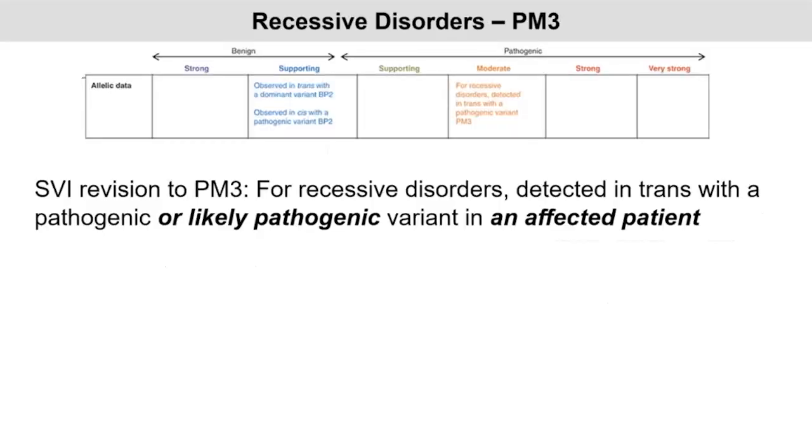Another question that often comes up is looking at recessive diseases and how to modify the strength of those. SVI has also been working on guidance for this, and one thing I wanted to call out is we also have put in some slight rewordings to this criteria. We added in that for these recessive disorders, that variant detected in trans could be pathogenic or likely pathogenic. Additionally, these observations should be in an affected patient. The description of these in the ACMG guidelines did not specifically say the person needs to be affected, but we think that is an important consideration when you're actually applying this criteria.